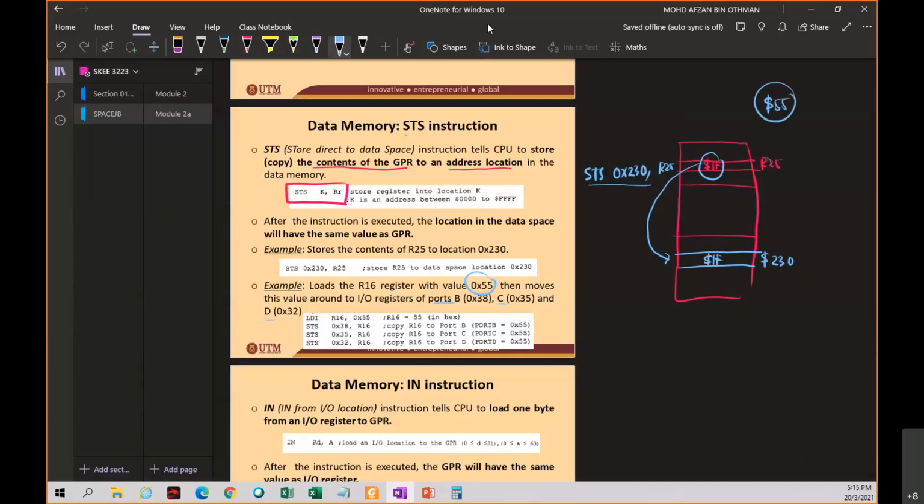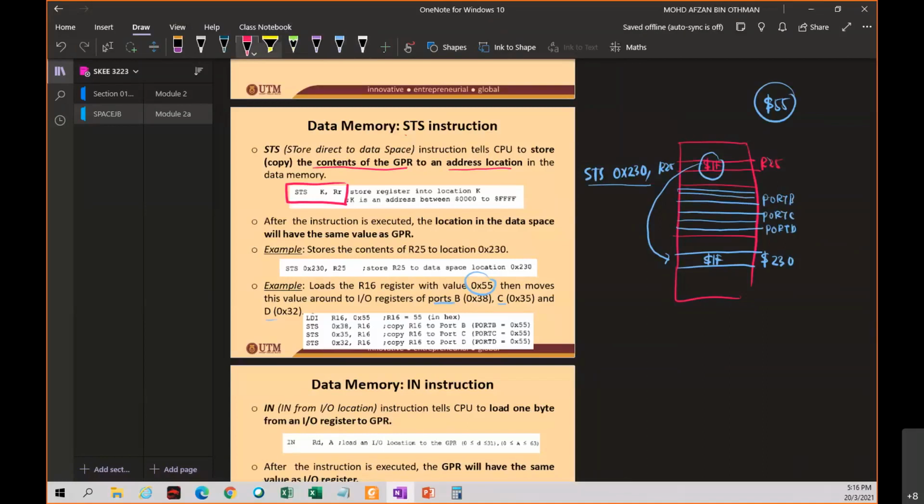Kamu nak hantar dia ke dalam I/O register. Okay, contohlah dia is a port B, port C, and port D. So how to do that? How to send out this 55 to this register here?